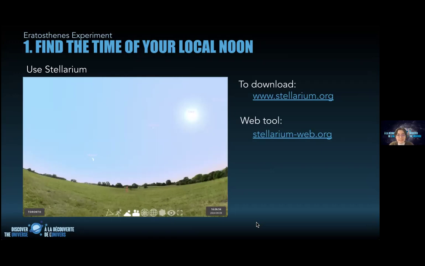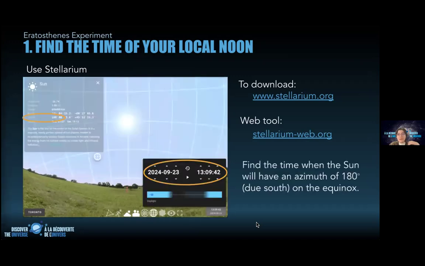Okay, so this is just a screenshot when I opened the app the other day. I put in September 23rd, 2024. I put in 1:09 p.m., and it shows that the sun is right along that line that I pointed out.